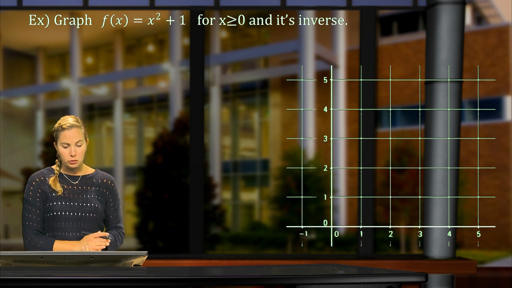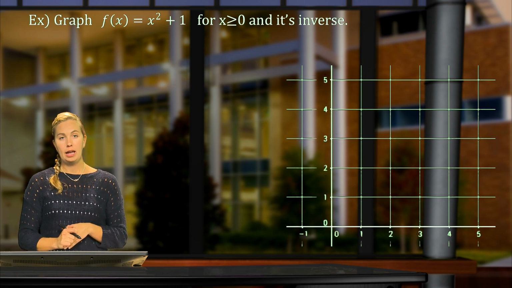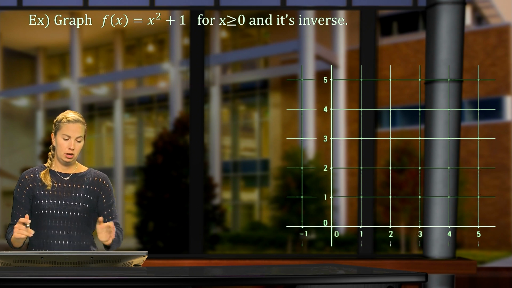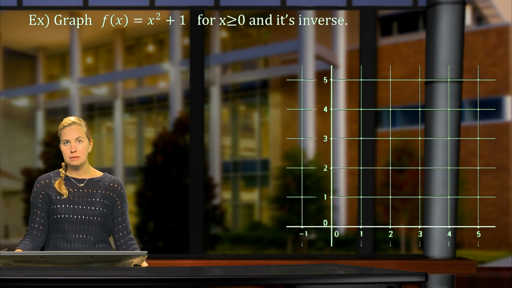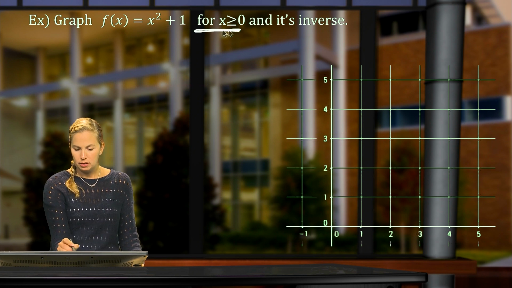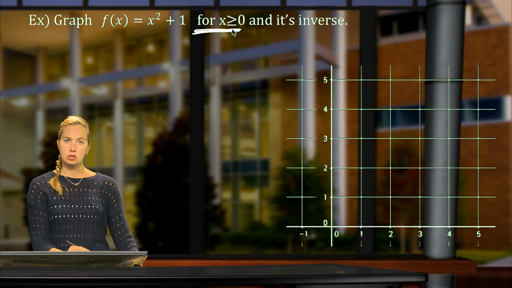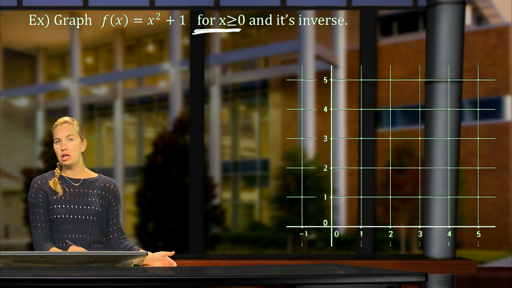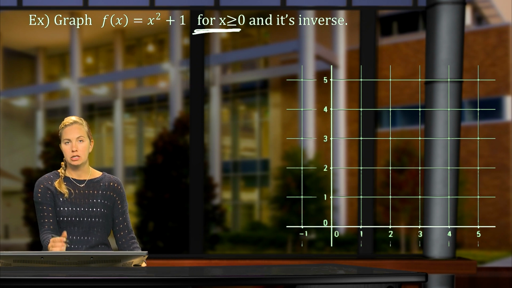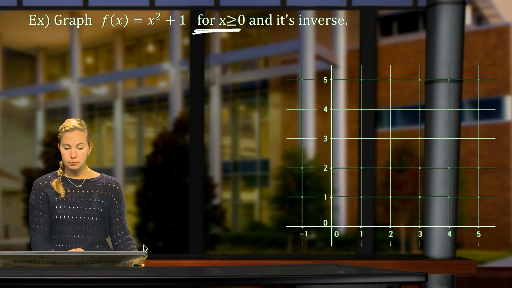Graph f of x equals x squared plus 1 for x values greater than or equal to 0 and its inverse. Graphing this function doesn't seem like anything special, but there is this one extra piece here that maybe we want to talk about: for x values greater than or equal to 0. Why do you think that I'm restricting the domain for f of x when the domain is all real numbers?